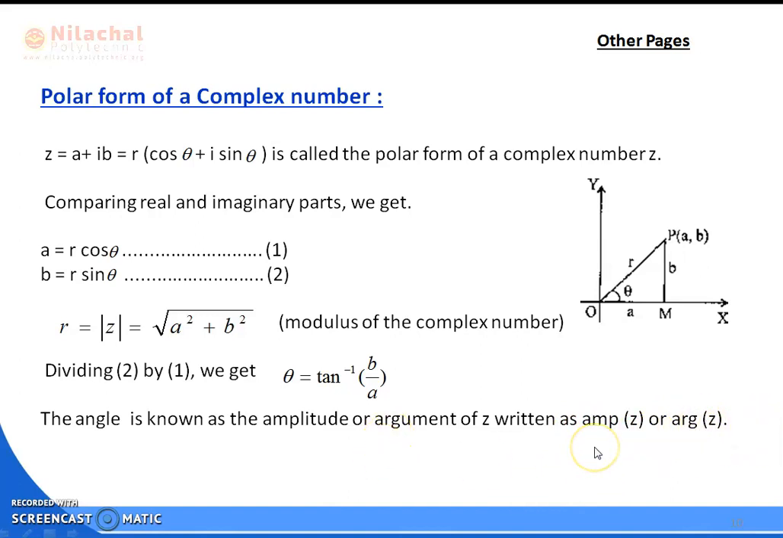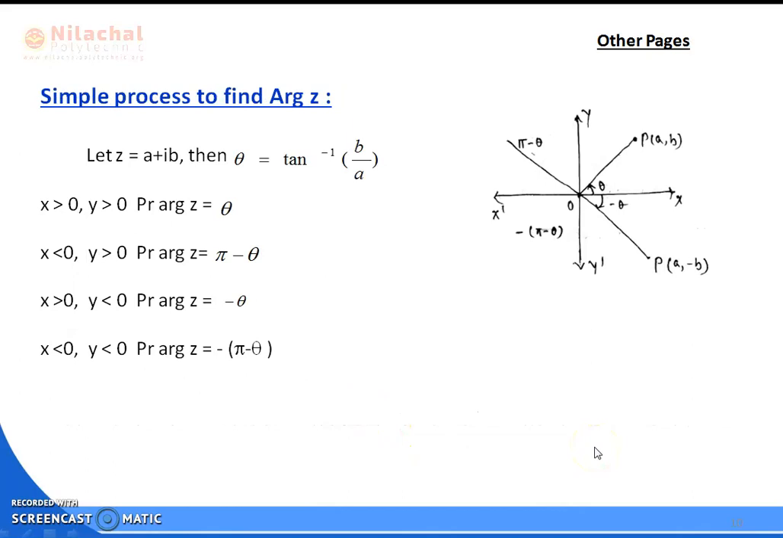Clear? So there are some questions that will ask you to find the argument of z. So the simple process: first of all, if z is given, z equals a plus ib, then you first have to find theta, and its formula is tan inverse b by a. And b and a can be collected from your z. Clear? So look here. This is your figure. First quadrant, second quadrant, third quadrant, fourth quadrant. Theta lies in here.